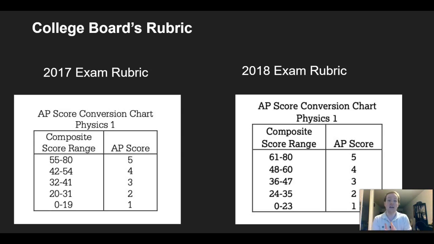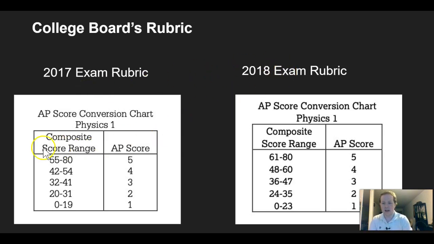Now, here's something interesting. Remember, I say I use College Board's rubric. I don't decide where the points are assigned for the most part. I use College Board's rubric. But there's a problem. I used 2 questions from 2 different exams. Question number 1 was from the 2017 exam. Question number 2 was from a 2018 exam.